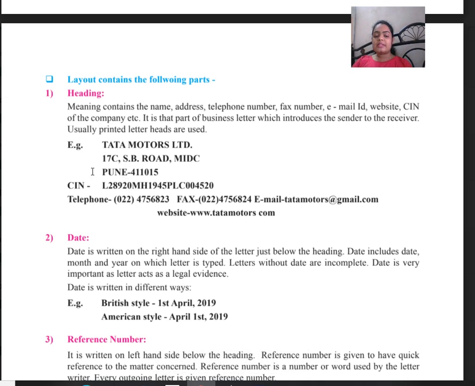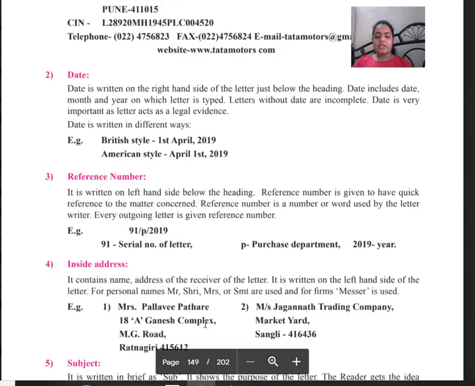For example, whatever is the heading of the letter, then the address, then the city in which it is located and its pin code, CIN number, telephone number, fax number, email ID, website, and then the date. The date can be written in two ways, that is British style, 1st April 2019, or American style, April 1st 2019. In both these styles, the date can be mentioned.